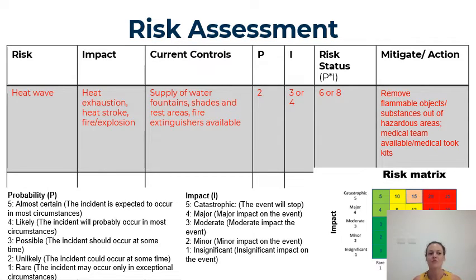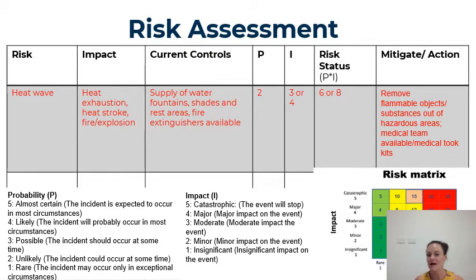In terms of assessing the probability of the risk impacting your business, down on the left-hand side, you'll see that there is a rating scale for you. So 1 is a rare impact, so the incident would only occur in exceptional circumstances. 2 is unlikely, that it could occur at some times. 3 is possible, that it should occur. 4 is likely, that it will probably occur in most circumstances. And 5 is almost certain, that it's expected to occur in most circumstances.